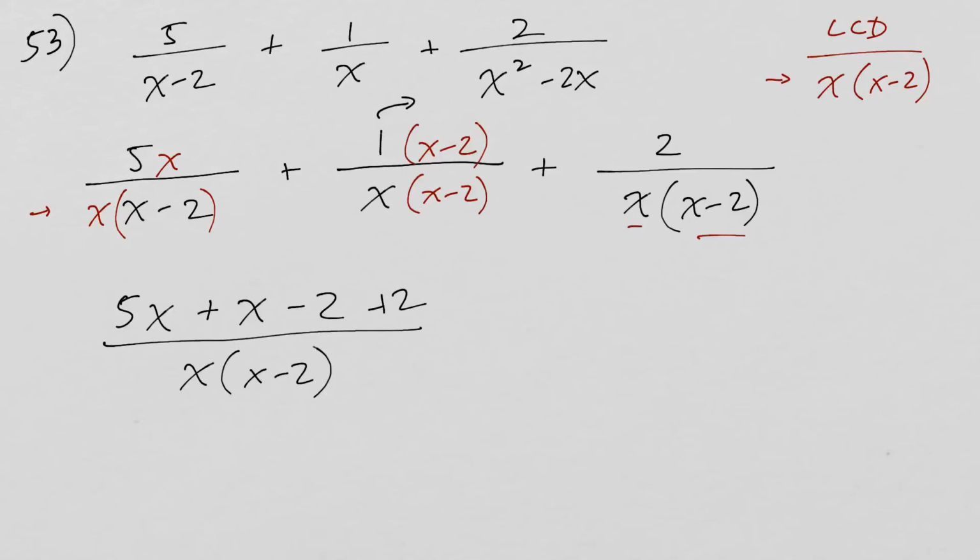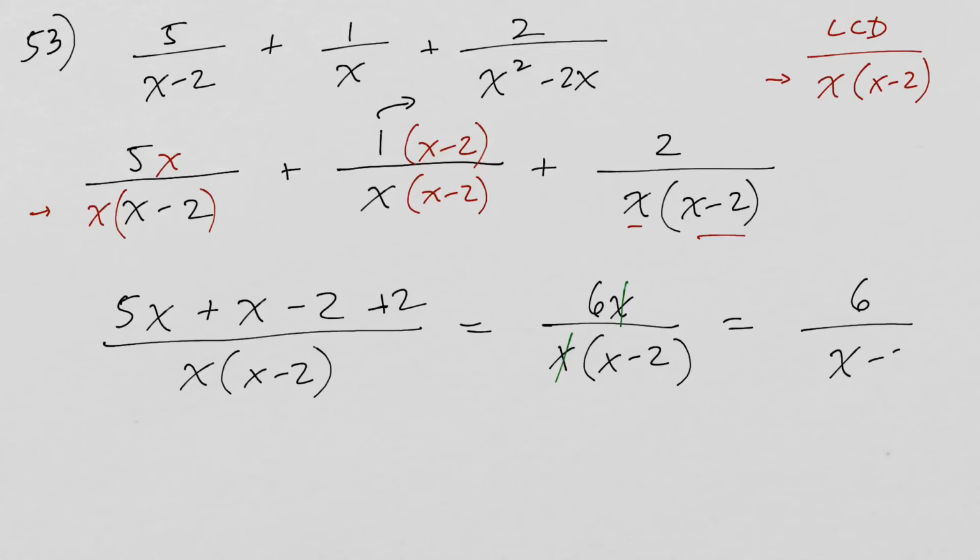I'm going to combine like terms. So I'll have 5x plus 1x is 6x. The negative 2 plus 2 go away, and in the denominator I have this. But now I can cancel. This x cancels with this x, so my final answer is 6 over x minus 2.